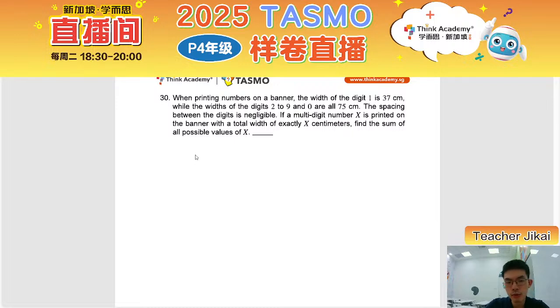So here, we can think about first, the 1-digit number. Right. If it is 1 here, we have 37. So 37 is of course larger than a 1-digit number, right? Larger than 9. No. How about the 2 to 9 and 0? 75 here. Of course larger than 9. So no. So for 1-digit number, 0 number being possible. Right? How about the 2-digit?